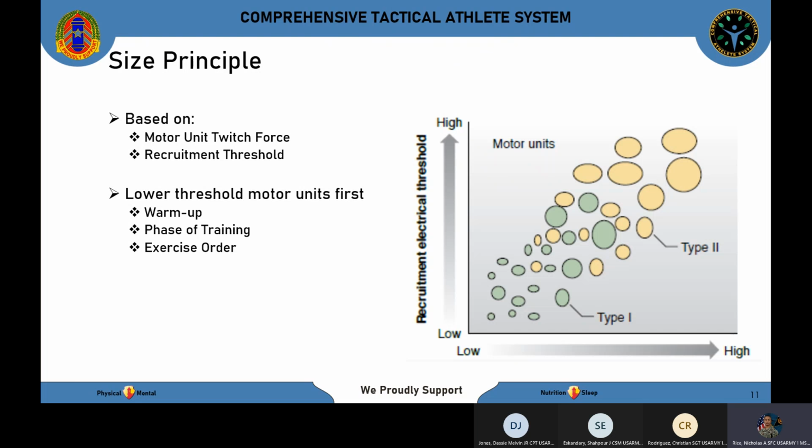And this is why. And I'll try to be brief with the explanation. What you see here on this graph are smaller circles to the left that are green, and then yellow circles, right? It's labeled as type 1 and type 2. This is called the size principle. What I'd like you to think about with this graph is GPS, right?